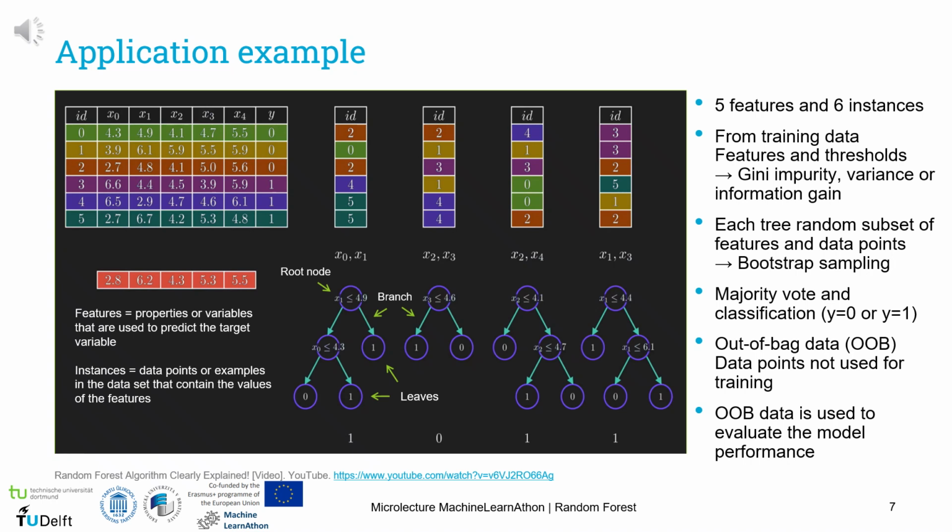In the second, x2 and x3. In the third, x2 and x4. And in the fourth, x1 and x3. And as you also see, you have different combinations of which instances are included in the subsets.